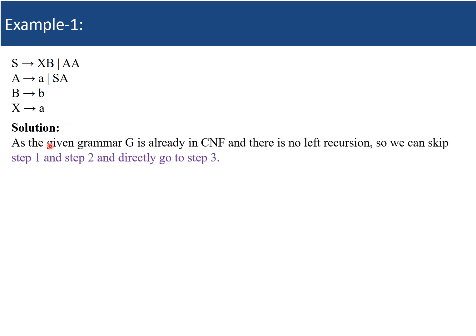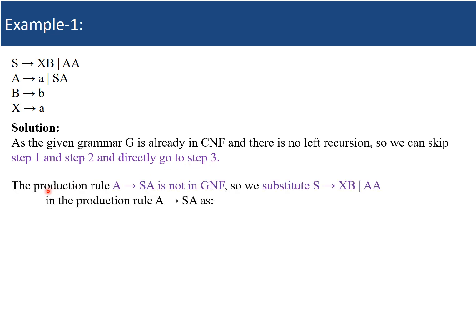As the given grammar G is already in CNF and there is no left recursion, as you see now, none exists in the given grammar. So you can skip step 1 and 2 and directly go to step 3. That means it's a substitution method.